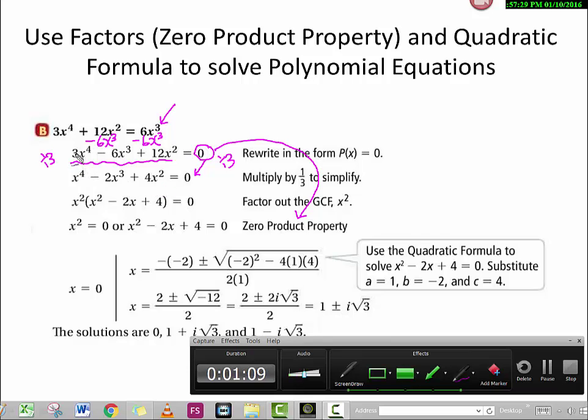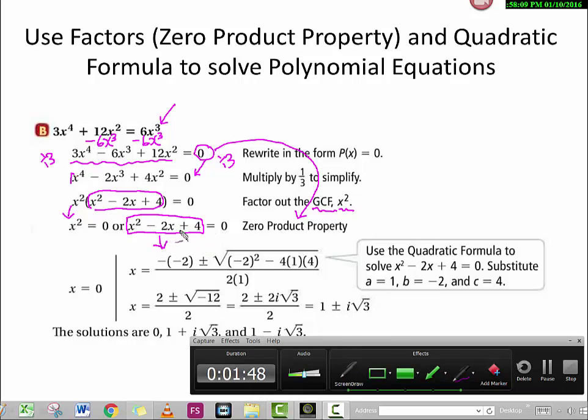Because when you divide by 3, the first coefficient is going to be 1, 6 divided by 3 is 2, and 12 divided by 3 is 4. Once we have that, we use the greatest common factor, x squared in this case, to factor out the whole thing. Right now we have x squared times x squared minus 2x plus 4 equals 0. And now we have two factors. So we're going to set x squared equal to 0, or this quadratic function equal to 0.